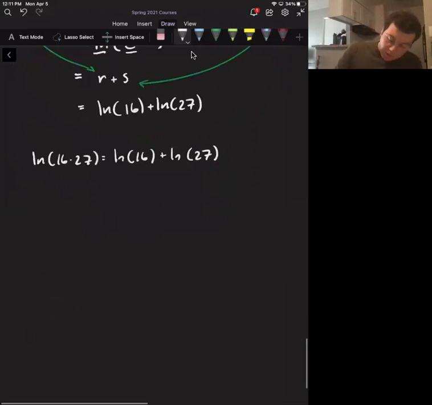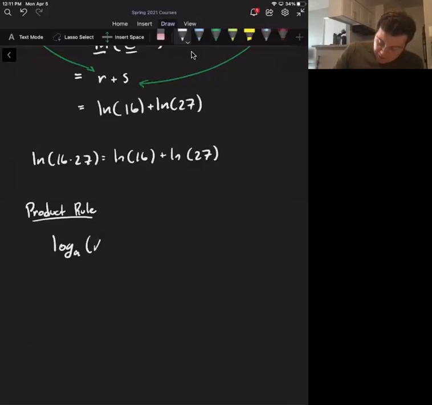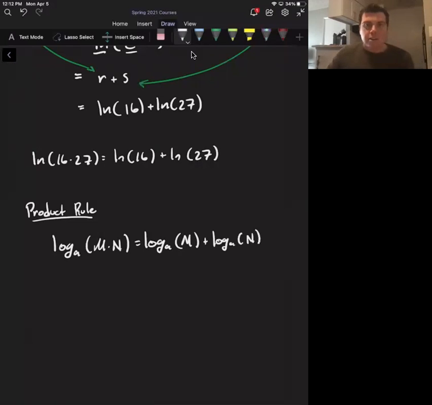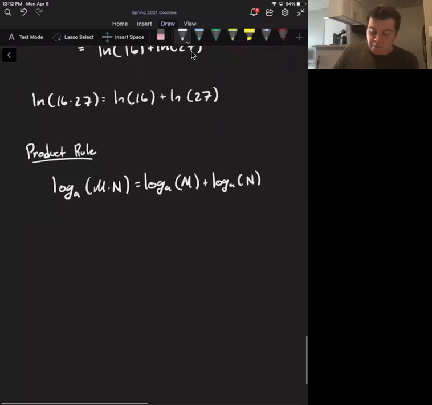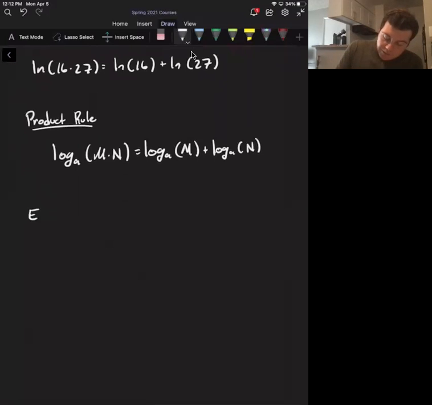But first, we'll write down what our product rule is. So our product rule is that log base a of m times n is log base a of m plus log base a of n. So we get to split it up. Multiplication becomes addition.